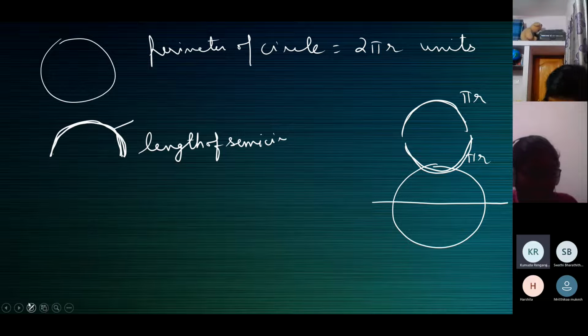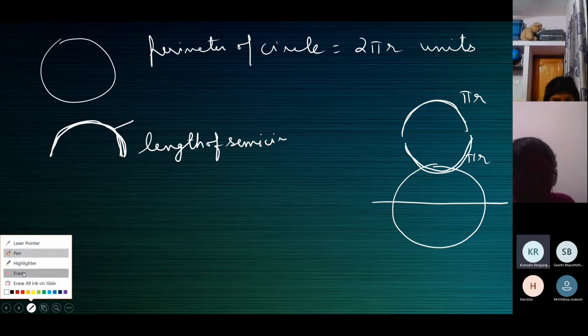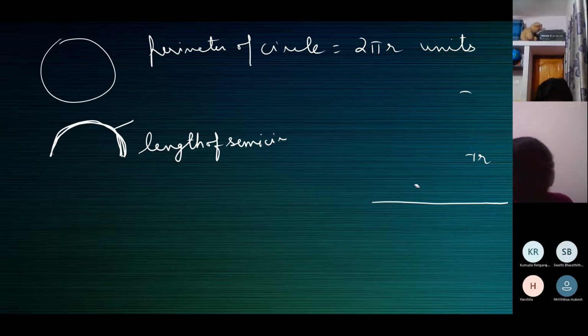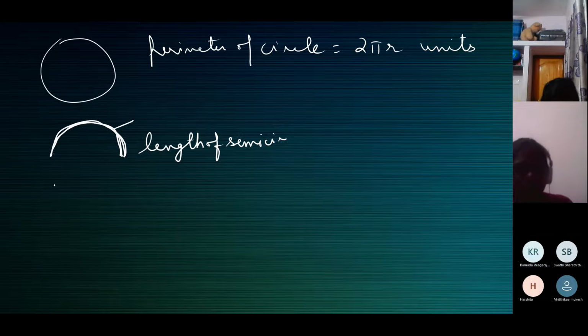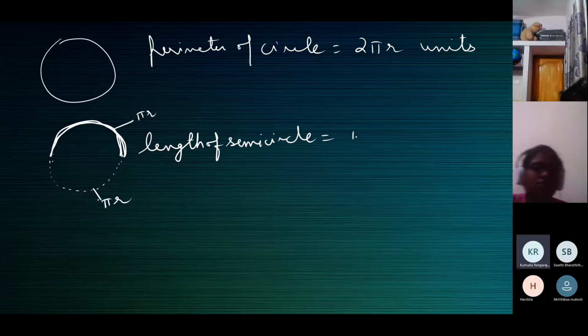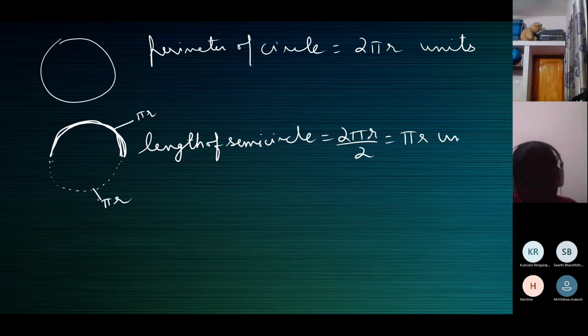So the length of a semicircle is pi r. The length of a semicircle is pi r. That is 2 pi r by 2. This is the other piece. So this one is pi r and this one is pi r. Okay, so the length of a semicircle is pi r units. That is 2 pi r by 2, which is pi r units.